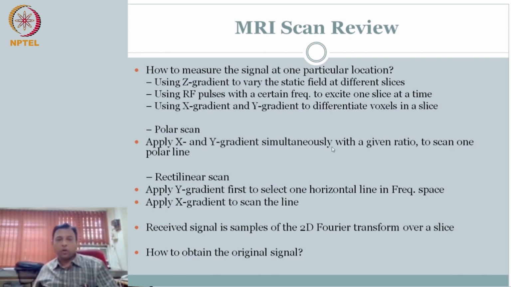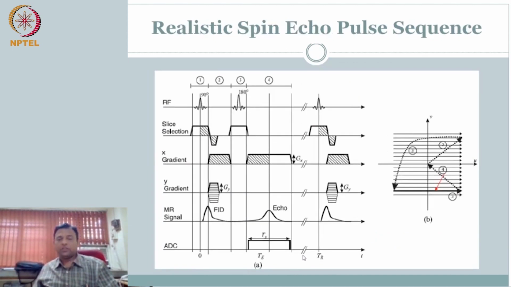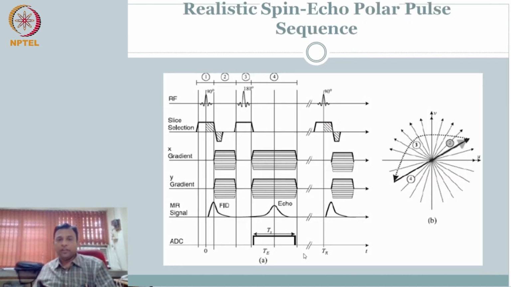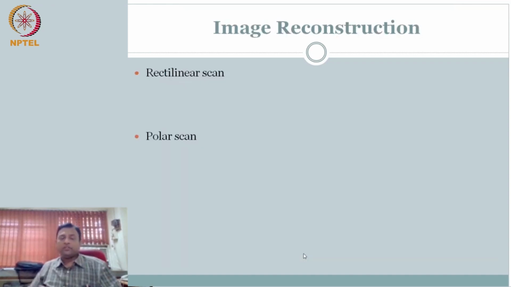So how do you obtain the original signal? Take the inverse Fourier transform. I will not spend time revising how we do data acquisition to get rectilinear and polar, because that is not needed now because of the video lecture. You can review the previous video. So we will jump into image reconstruction.